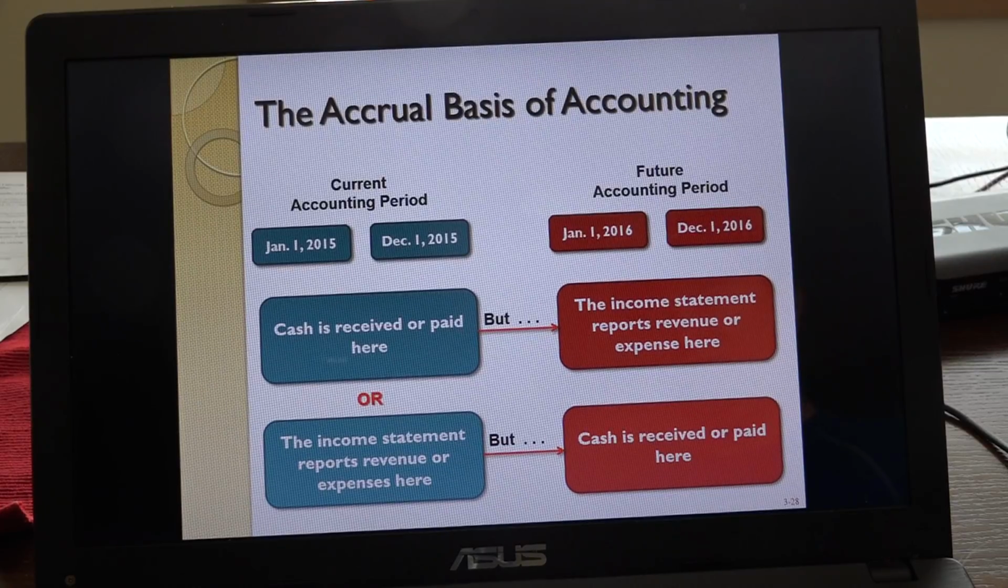You might receive or pay cash in one year. Let's say you receive cash as a prepayment from a customer, but you haven't provided a good or service. And when you provide a good or service, you're going to report that as revenues in that next year. Now, sometimes you prepay in one year, but you use it up.